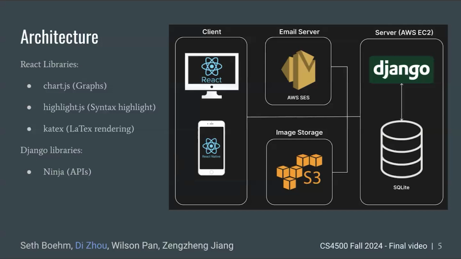And we also have some other functionalities. So something like the email notification. So that is on the AWS SES. And we also allow users to upload images, and they may use the images later. So that is on the S3. And we also deploy on the AWS EC2. Beyond that, we also use some libraries. So for the React part, we use something like Chart.js for graphs, and highlight.js for syntax highlighting, and KaTeX for rendering the LaTeX. And some libraries for Django, like Ninja APIs. We also use the ChatGPT API. So that is for the AI created cards.